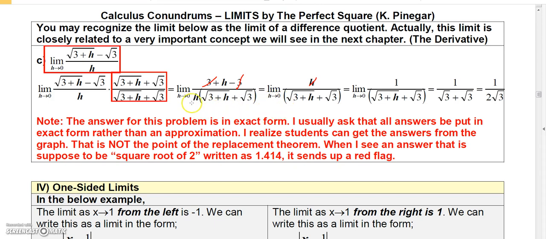Whoops, I lost my h there. Okay, I jumped the gun there. So I've still got an h in the numerator, and I've got an h in the denominator. So now I can cancel those h's.